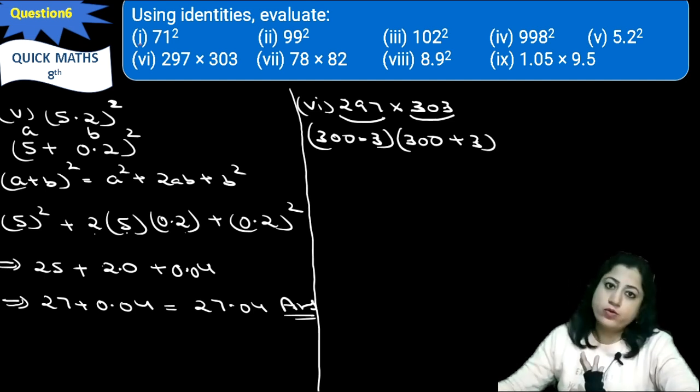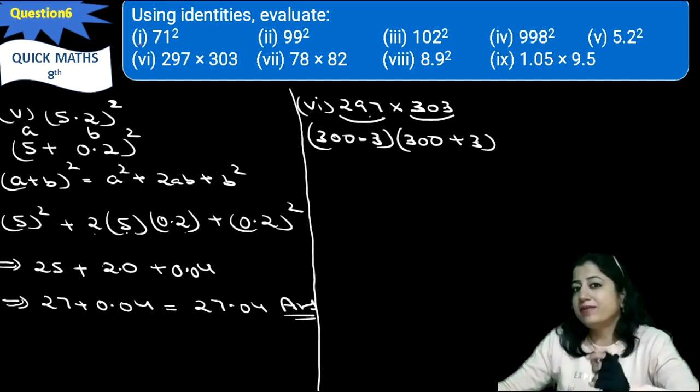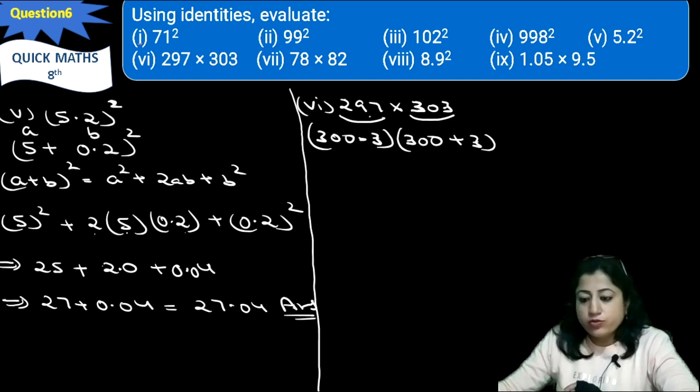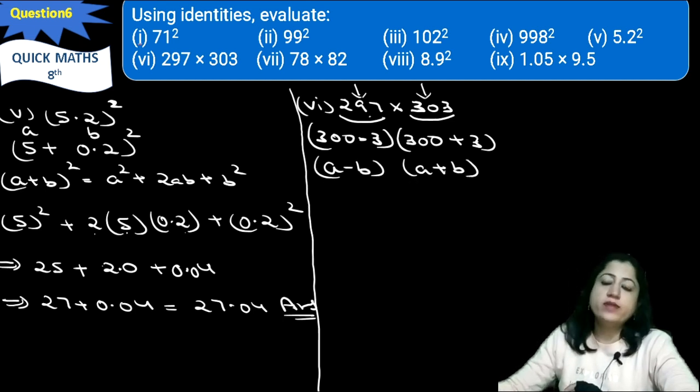The fact here is that if we have two numbers in multiplication, then we will find the solution using an identity. We have to find the number that is closer to both the numbers. So 300 is closer to both, but the first number is a subtraction of 3 and the second one is an addition of 3. So we can create the form a minus b and a plus b. It is a form that has been created here.